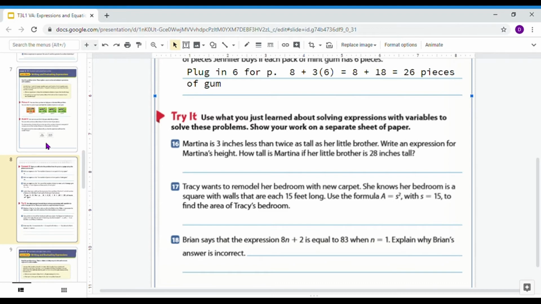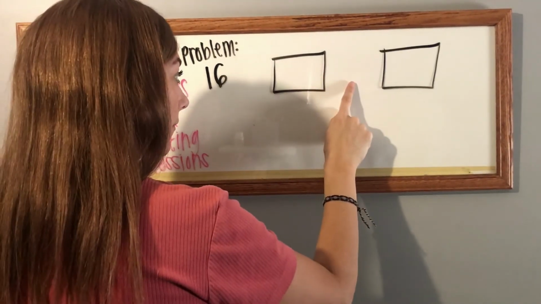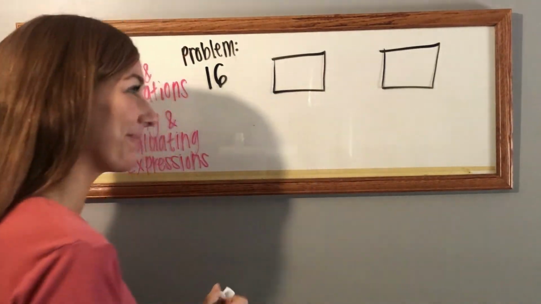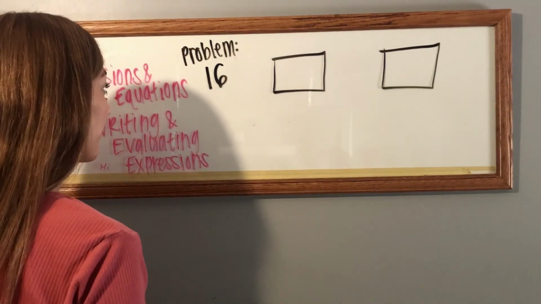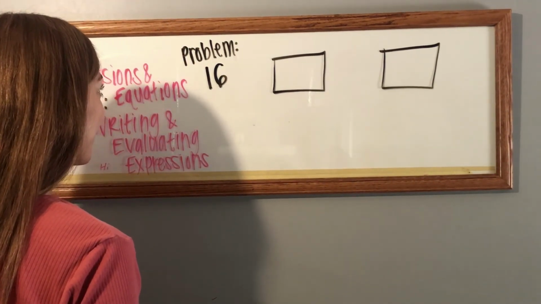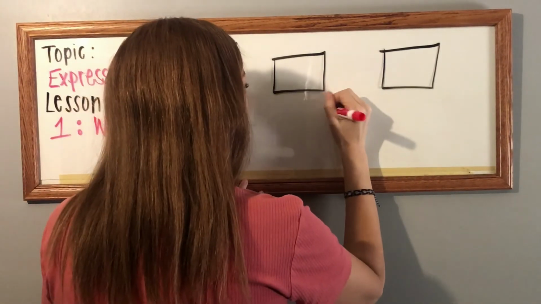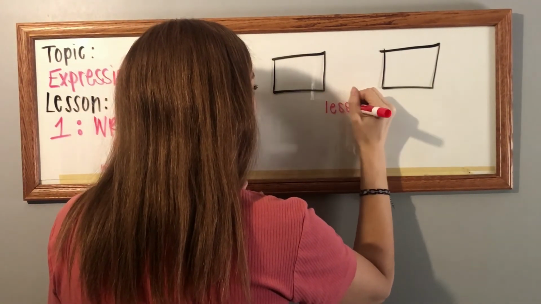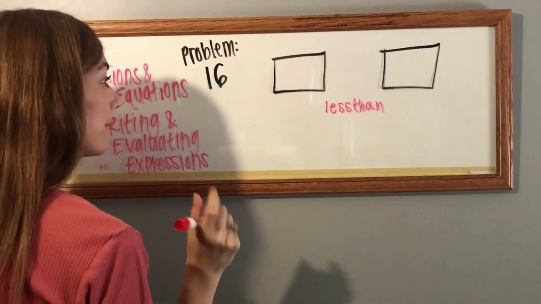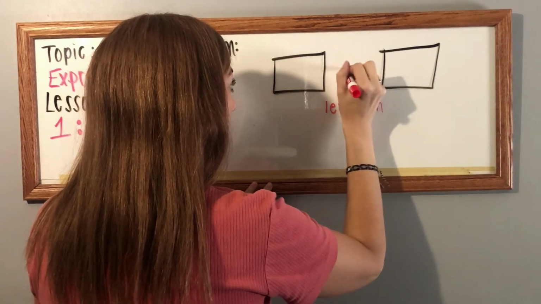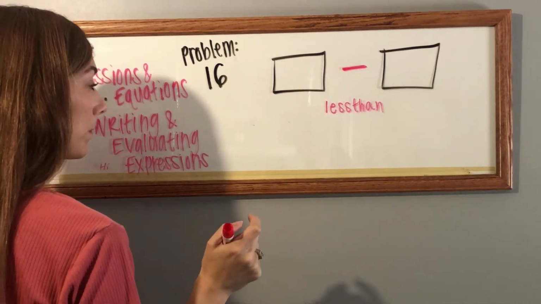So let's start by figuring out what operation I am going to be doing in this problem. Martina is 3 inches less than twice as tall as her little brother. So "less than" are my keywords, and I know that that operation is subtraction. So I'll put my subtraction symbol down.